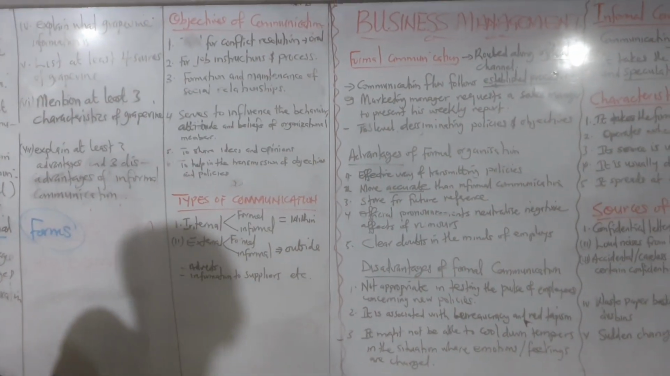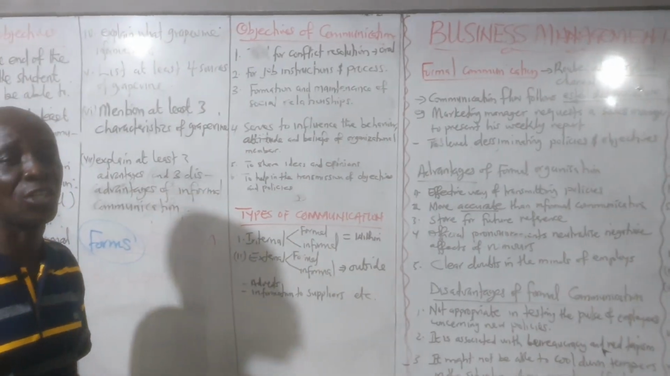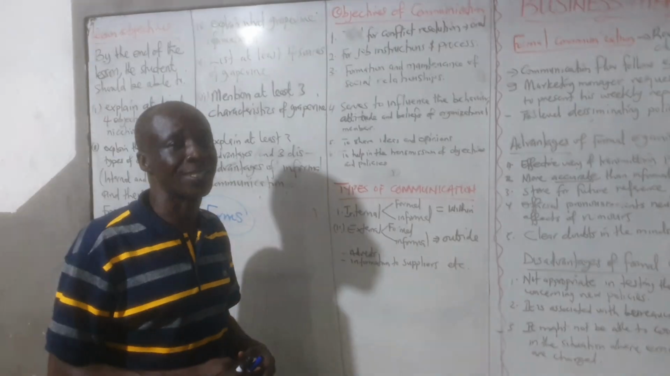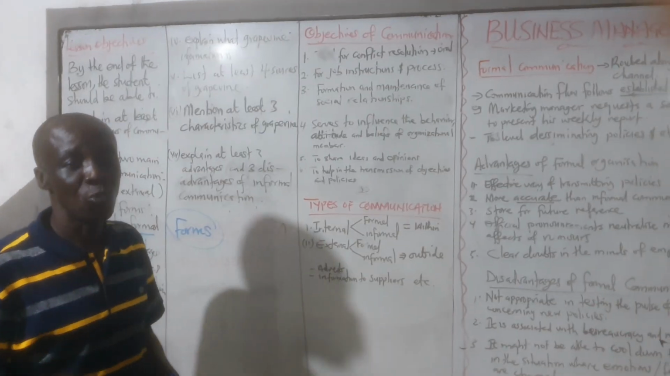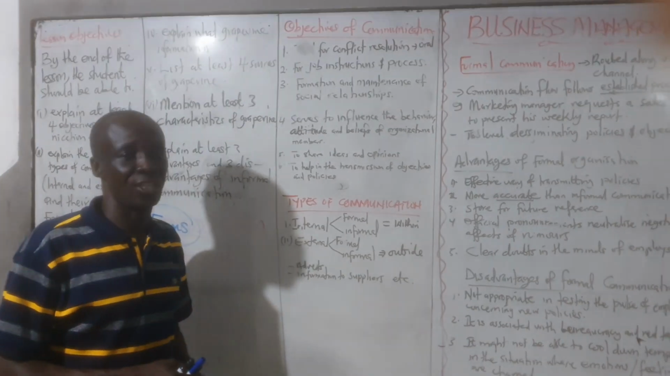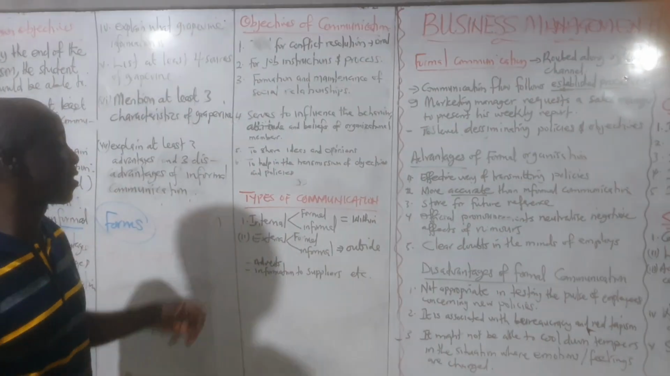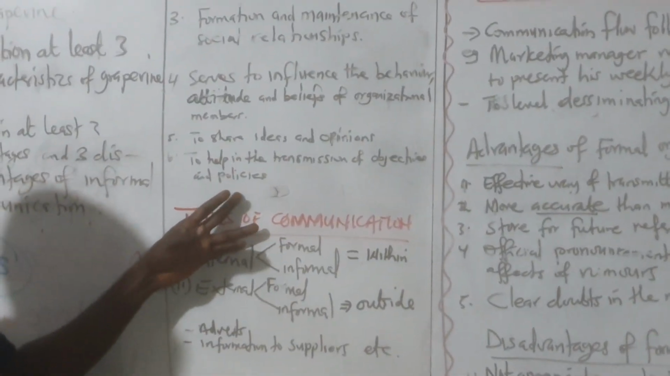Then the fifth one: people share ideas and opinions in the organization. It is through communication that opinions are shared within the organization for decision-making purposes. And finally, to help in the transmission of objectives and policies.